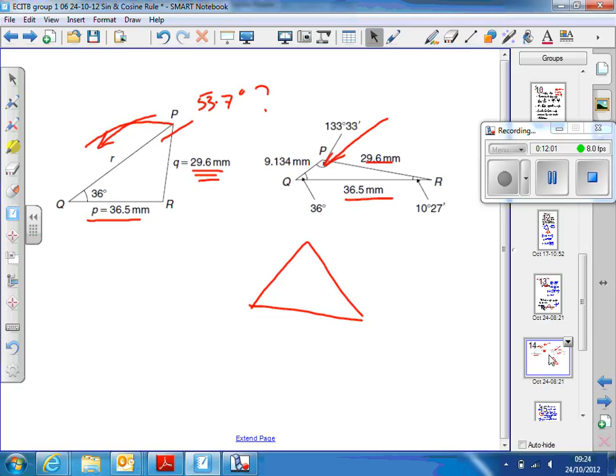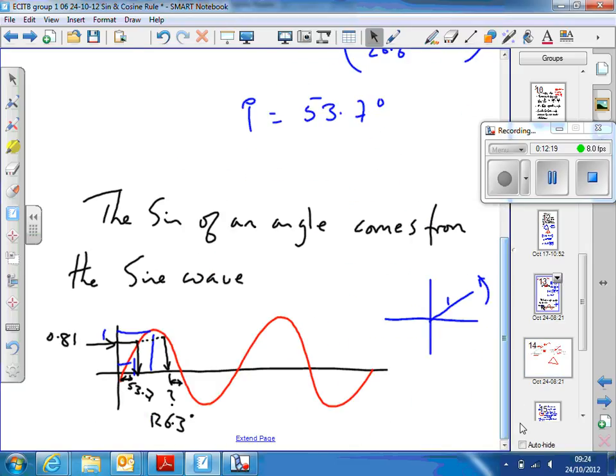So that's something to be aware of, and that particular problem is looked at in the textbook, so you could try that out for yourself and have a look at the way they explain it. The point I wanted to make though is that there is more than one possible angle when you find the sine of something, because of this sine wave.